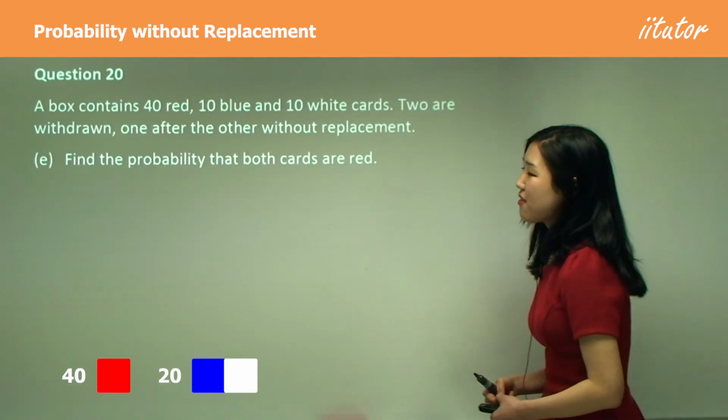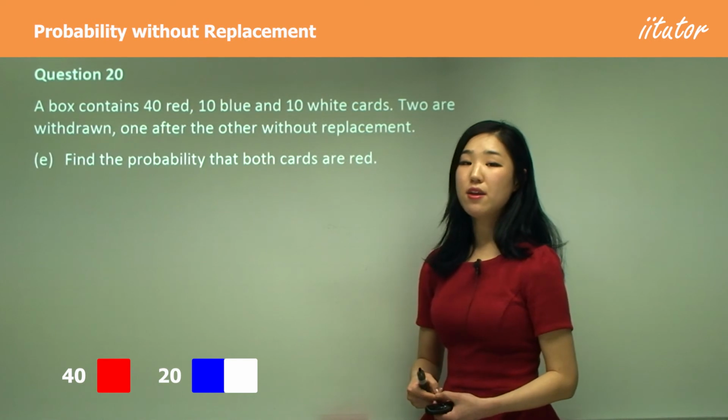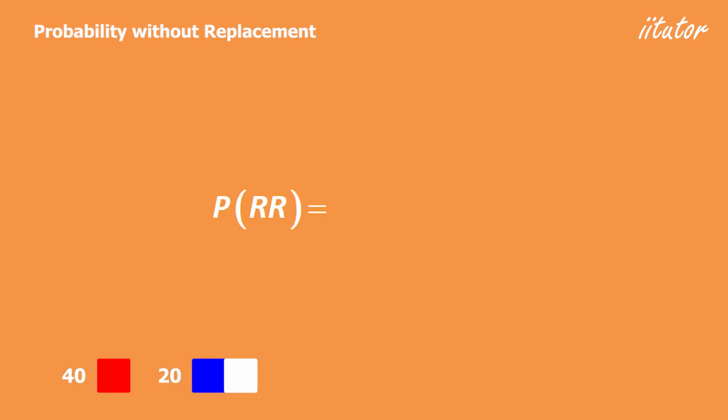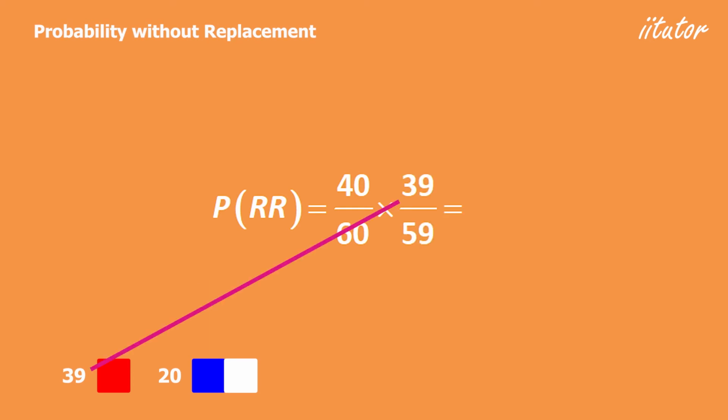With E now, find the probability that both cards are red, which means we want red, which is 40 out of 60 times one less on top and bottom, so 39 over 59, because we'll have one less red card out of one less of the total number of cards to choose from, and that's 26 on 59.